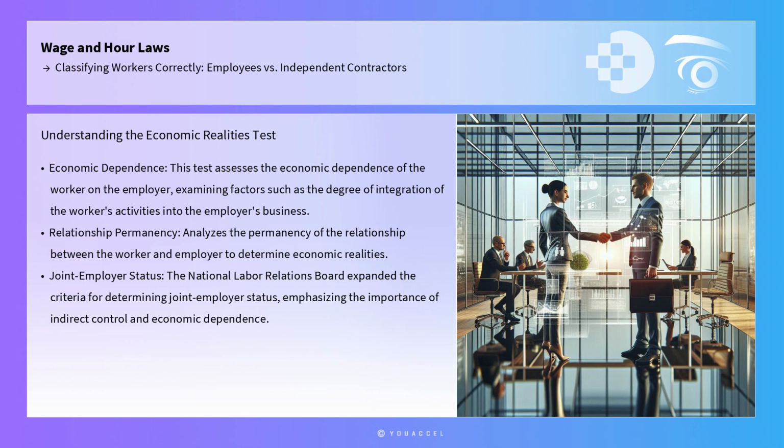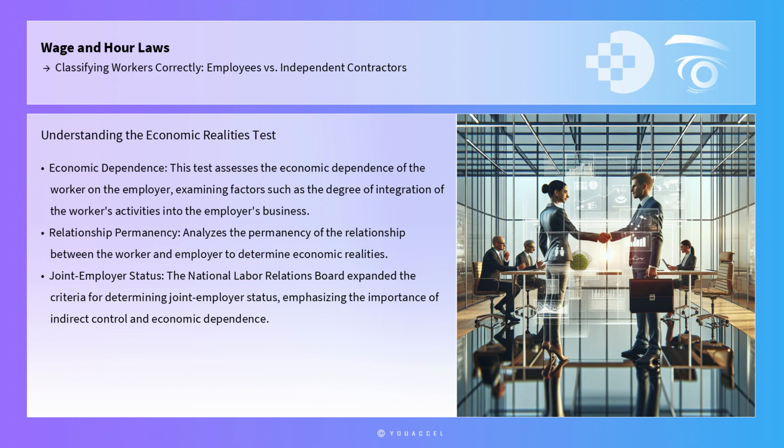Another critical framework is the economic realities test, primarily used in the United States under federal wage and hour laws. This test assesses the economic dependence of the worker on the employer, examining factors such as the degree of integration of the worker's activities into the employer's business and the permanency of the relationship.